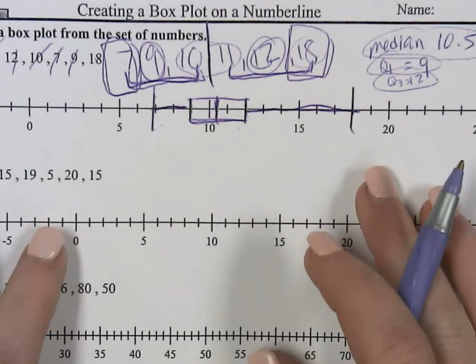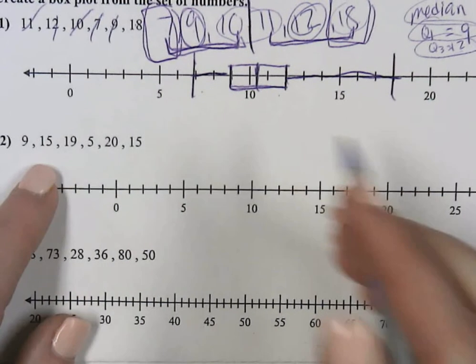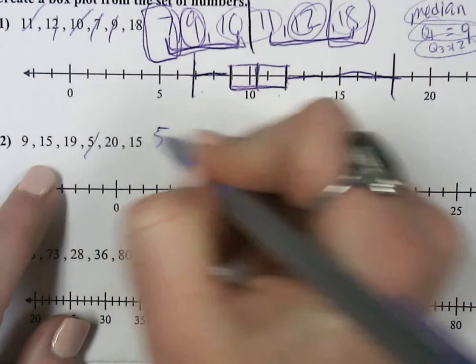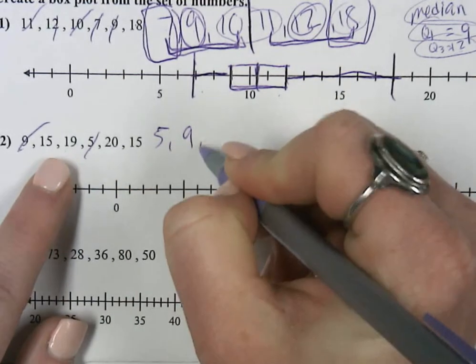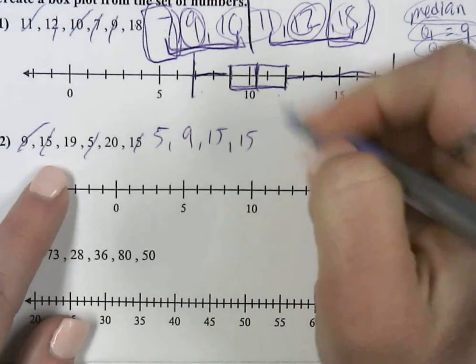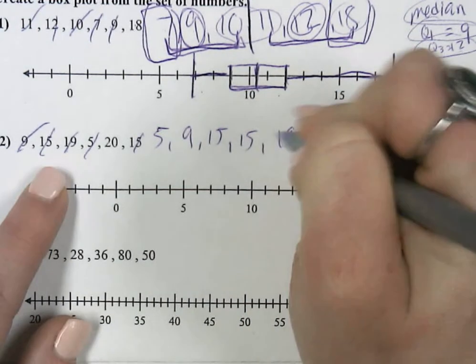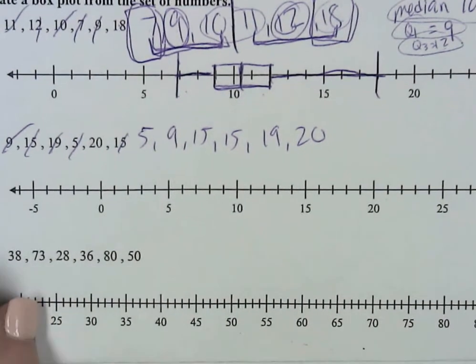First things first, we're going to put our numbers in order from least to greatest. So here we go. We have a 5, 9, 15, another 15, 19, and a 20. So let's find all the quartiles and the median first, and then it'll be easy to draw.